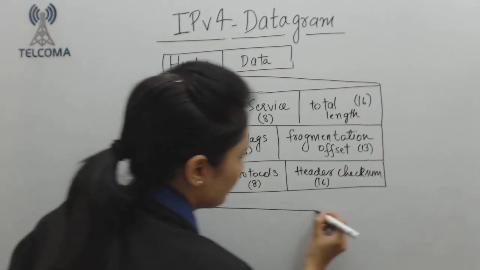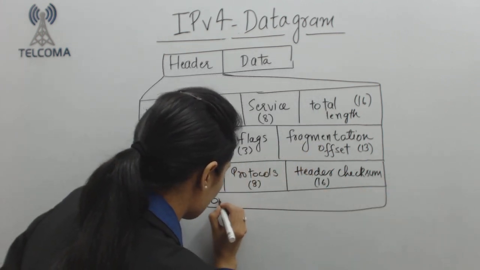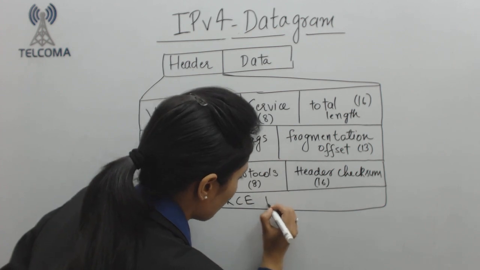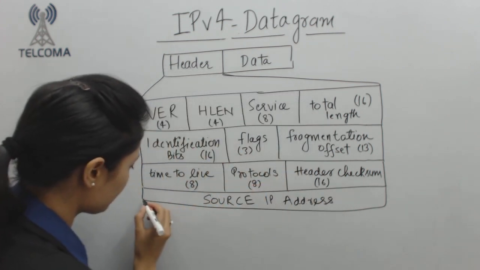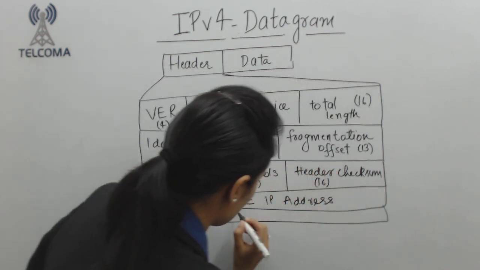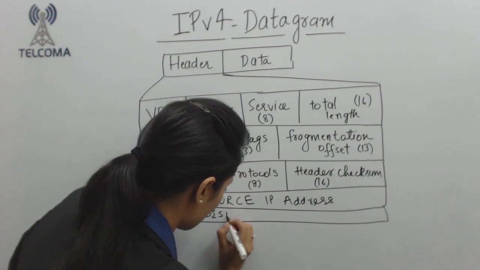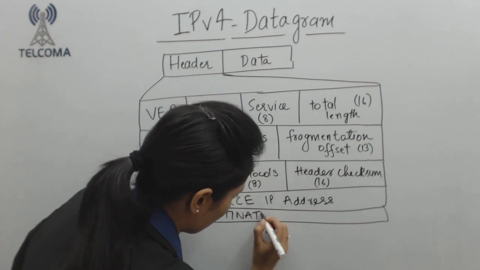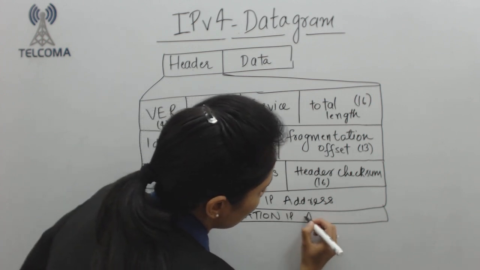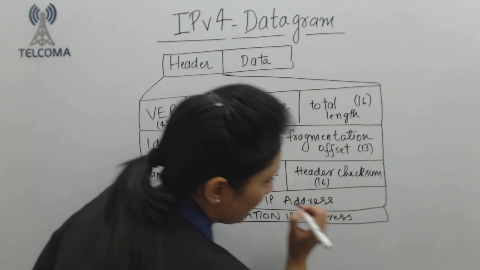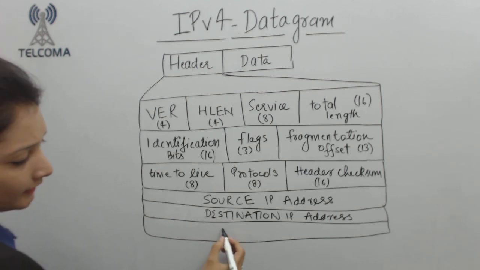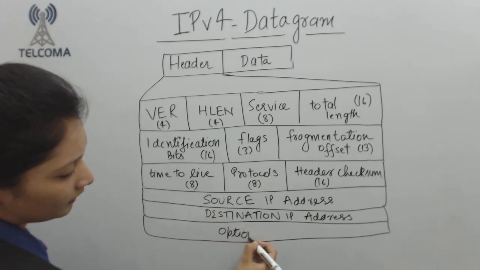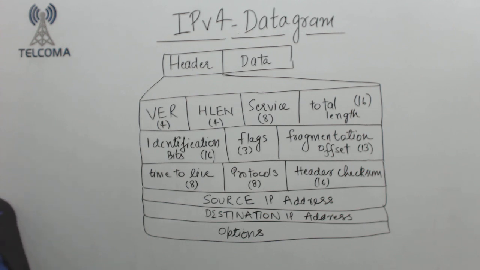Next, source IP address, then destination IP address, and then a last field which is your options. These are your 32-bit fields.